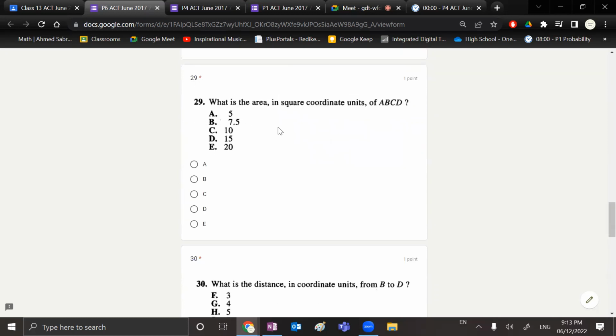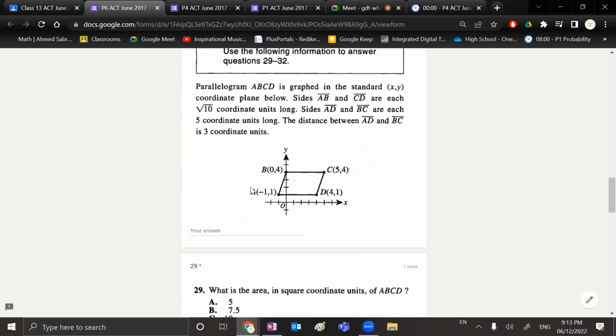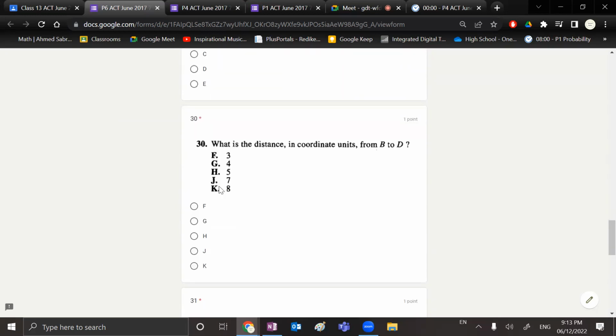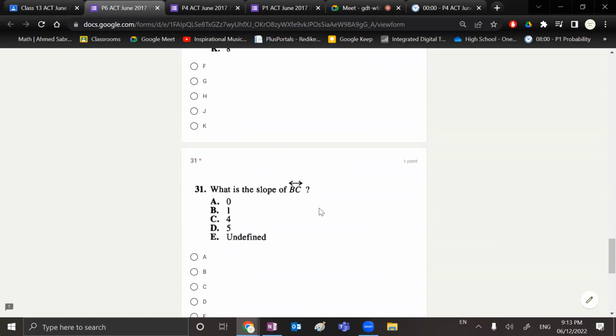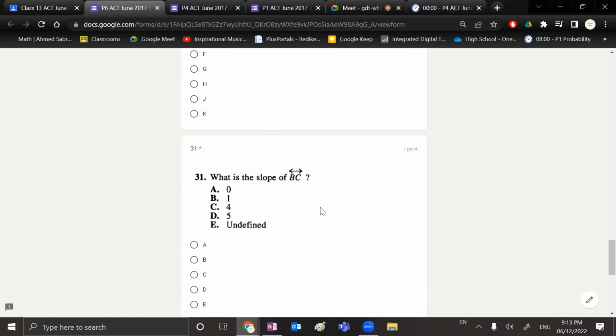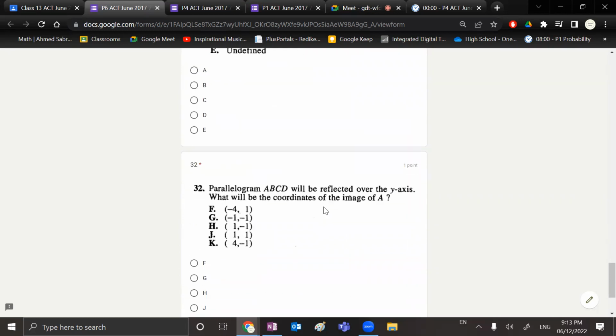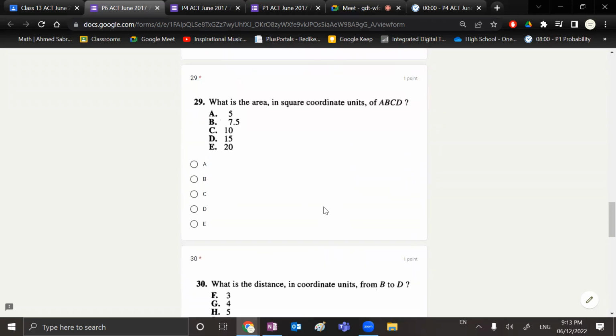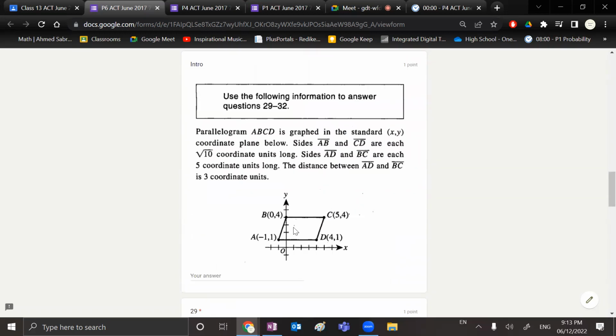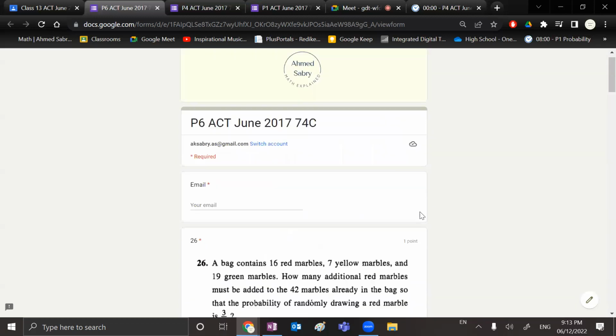So you have here 29, that's about the area, بس في XY coordinate. 30 is about the distance between 2 points. 31 is about the slope between 2 points. 32 is about the reflections in the XY coordinate plane. So all of the last 4 questions are just about XY axis. How do we move points there? How do we calculate distance and midpoints? And we did this بردو before. So hopefully you'll be able to do all of those in no time.